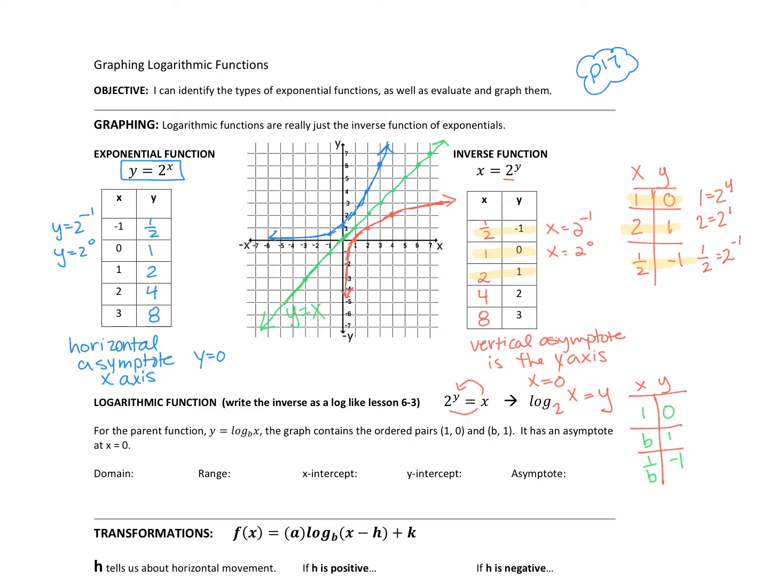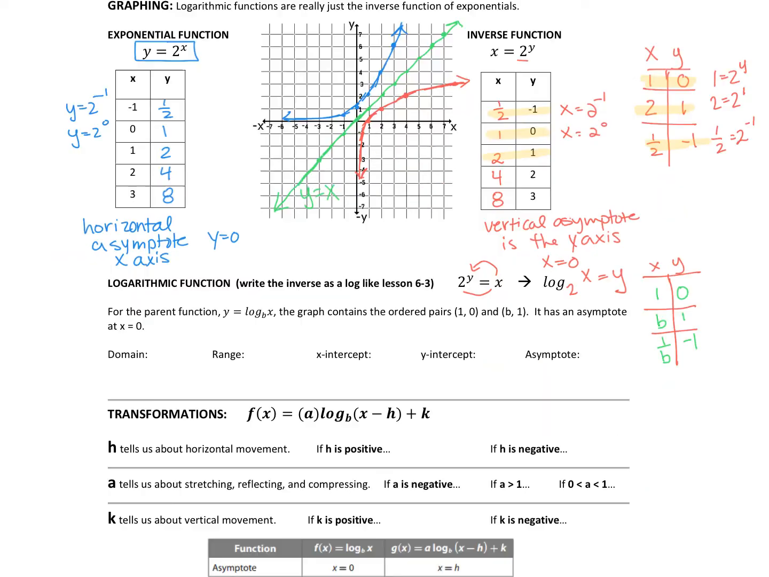So let's talk about a couple other things, and then we'll flip to the back page and try this. Let's talk about our domain. We're considering the red graph right now, which is our y equals log base 2 of x graph. My red graph does not cross the y-axis. It doesn't have negative values of x. So my domain starts when x is 0 and goes to infinity. Notice I do not have a bracket at 0. It never touches the y-axis. It just gets really, really close to it.